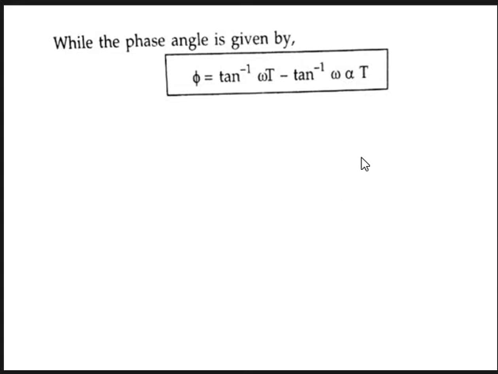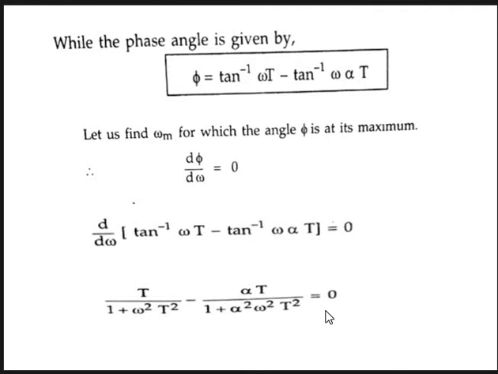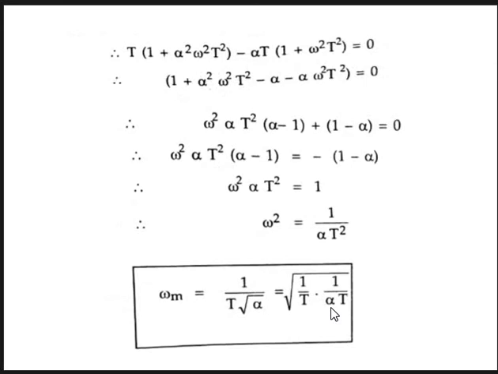So now we have the magnitude and phase formulas, but we want to calculate omega m, that is, the frequency at the maximum value of phi. So let us find omega m. We can differentiate the phi value with respect to omega and equate it to 0. Therefore d phi by d omega is equal to 0. Differentiating and equating to 0, this is the differentiation result, and finally we can calculate omega m.